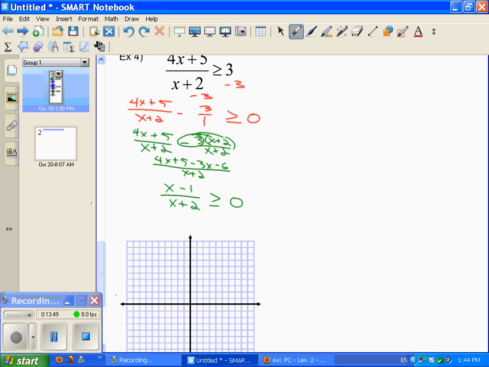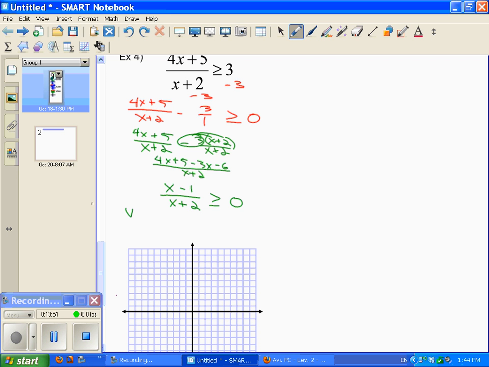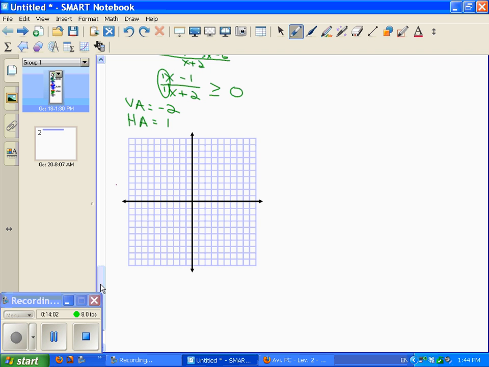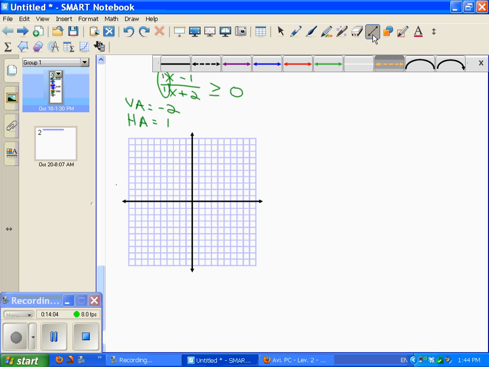Now, where's my vertical asymptote? It's still at negative 2. Now, horizontal asymptote, where's that going to be? 1. So that did change things a little bit. This graph actually got a little bit easier to graph than it probably looked like before. So I'm going to have a vertical asymptote at negative 2, a horizontal asymptote at 1.